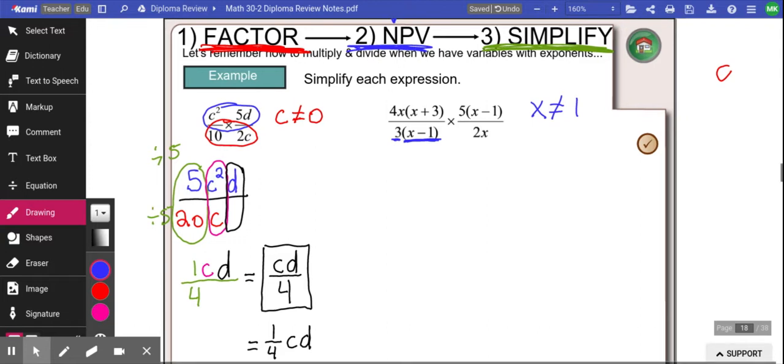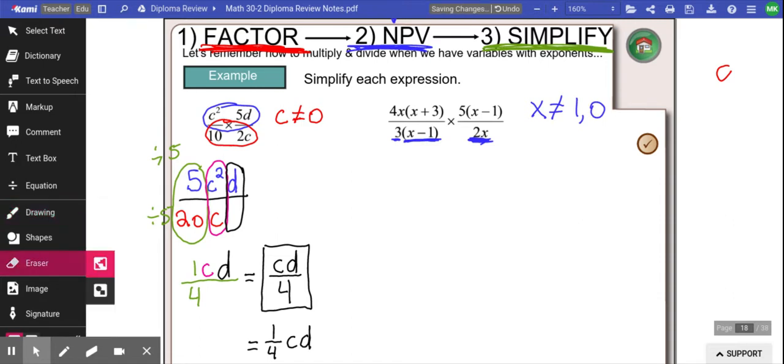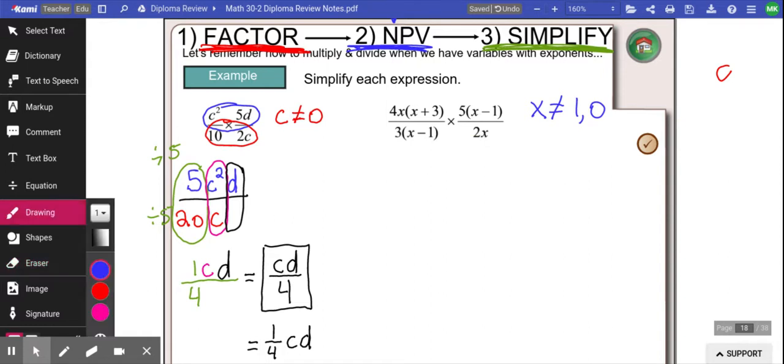The last spot I'm going to look is this 2x. It's a monomial, and there is a letter in the monomial. So I could make that monomial 0 if x equaled 0. You got it. So those are the NPVs. Remember, on your diploma exam, you cannot miss any and you cannot have any extra. So don't just guess and throw them in there.